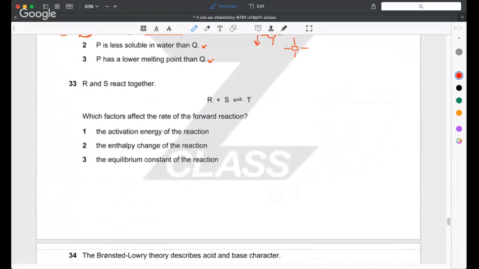All right, these two are reacting together. This is a question about kinetics, isn't it? Because it's asking us about the rate of the reaction. So we're answering a kinetics question here. Okay, that's just the kind of information that we're getting from the question. And we know that activation energy has an effect on the rate of the reaction. So if the activation energy is lower, the rate is faster. So that is a factor that will affect the rate of reaction. The enthalpy change, well, that's a thermodynamic property.